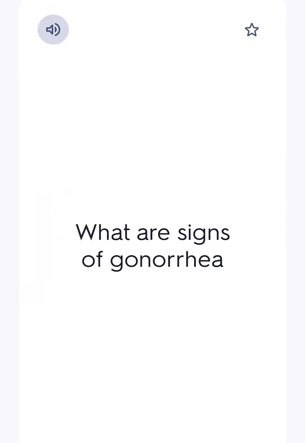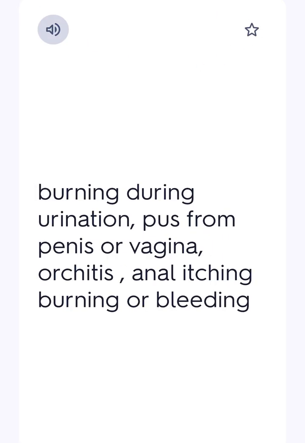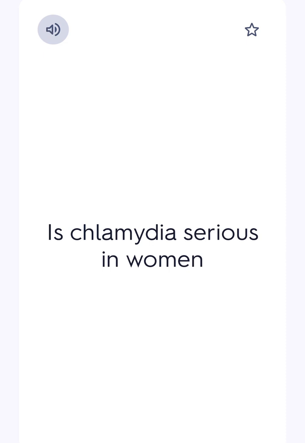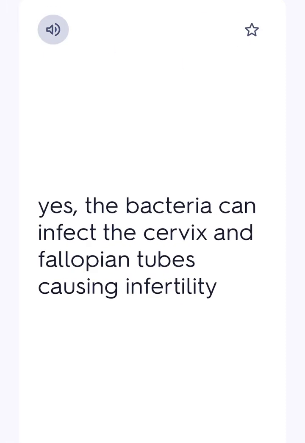What are signs of gonorrhea? Burning during urination, pus from penis or vagina, orchitis, anal itching, burning or bleeding. Is chlamydia serious in women? Yes, the bacteria can infect the cervix and fallopian tubes, causing infertility.